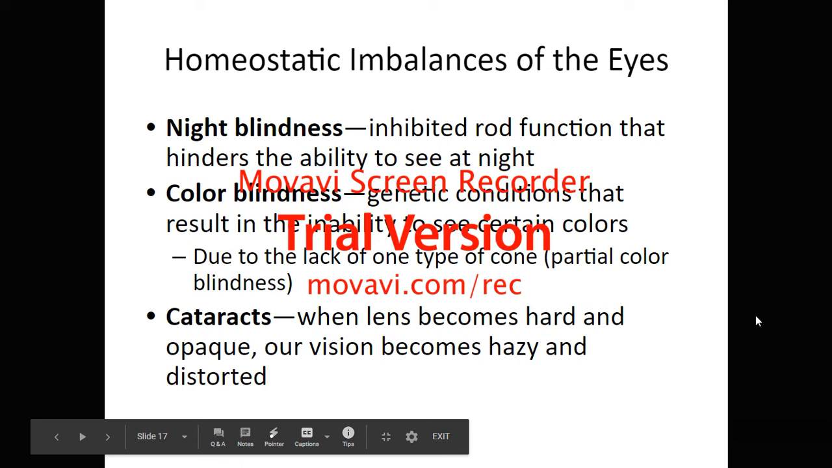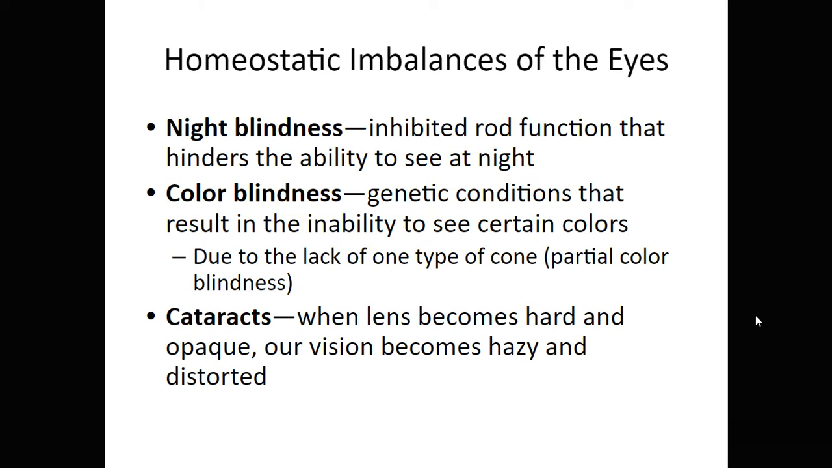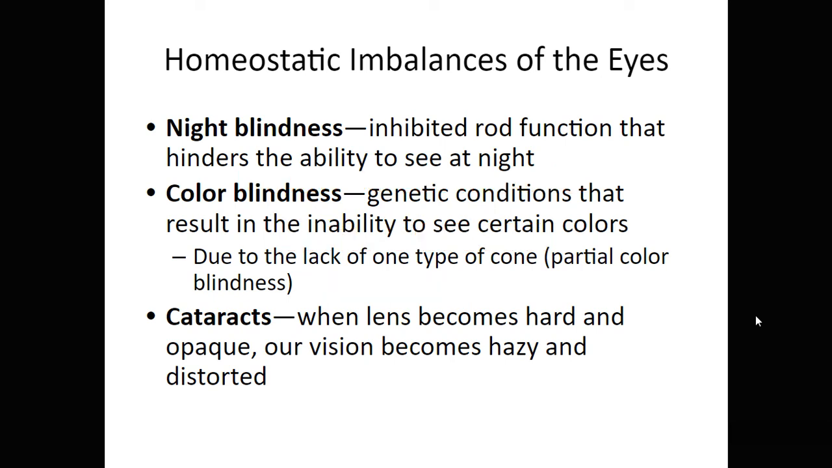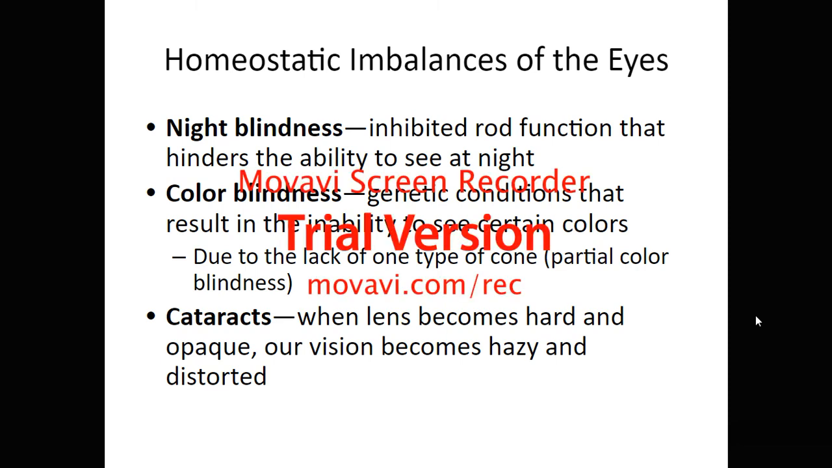You can have other homeostatic imbalances of the eye. So essentially, your cones, they deal with color. In order for your cones to function at their best, you need to have a lot of light. All right. And then your rods essentially allow you to see at night. Okay, that's going to deal with your ability to see in low light. You need your rods. They specialize in that. All right. So with night blindness, your rod function is going to be inhibited. All right. So it hinders the ability to see at night.